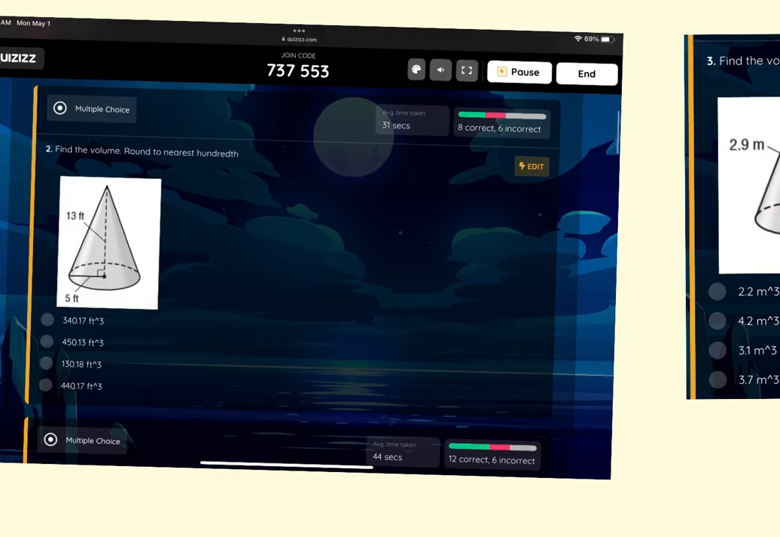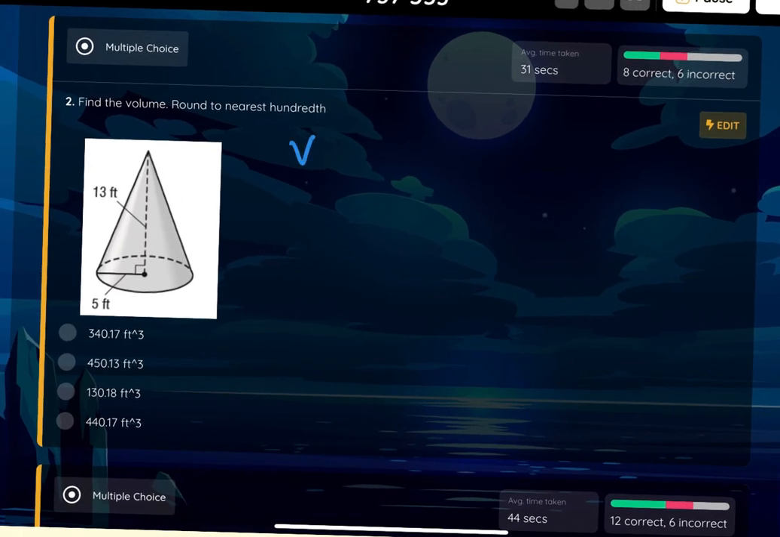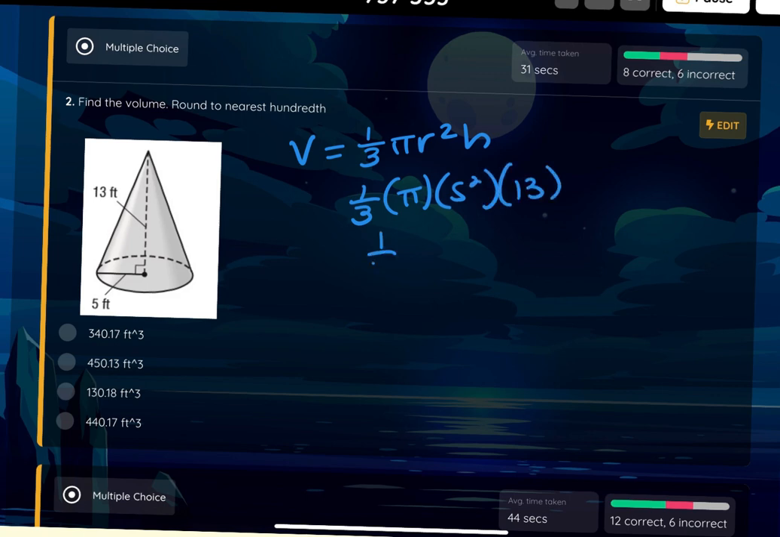All right, the second one said find the volume and then round to the nearest hundredth. So this is a cone. The volume would be 1/3 pi r squared height. So it'd be 1/3 pi. The radius is 5 squared times the height, which is 13. 1/3 times pi times 25 times 13. And this was a rounding one.